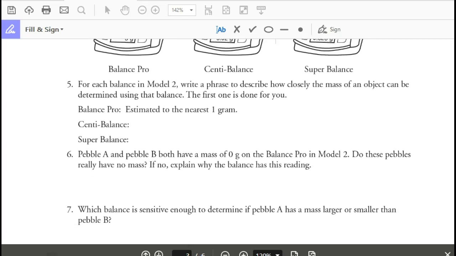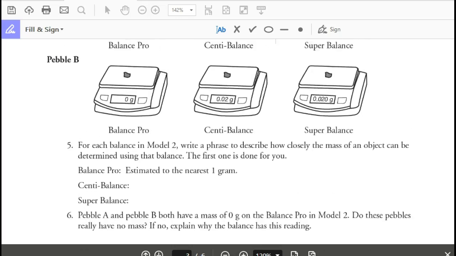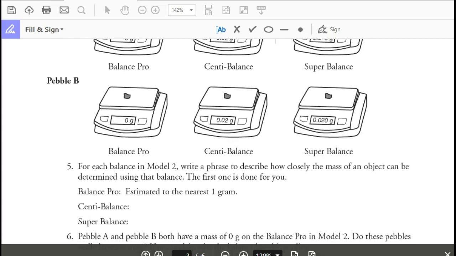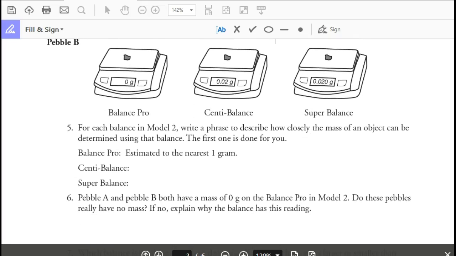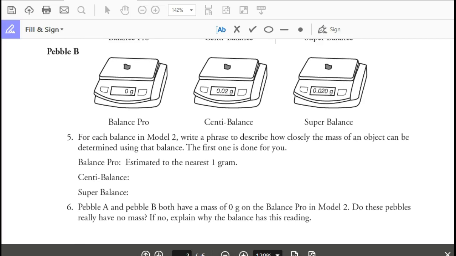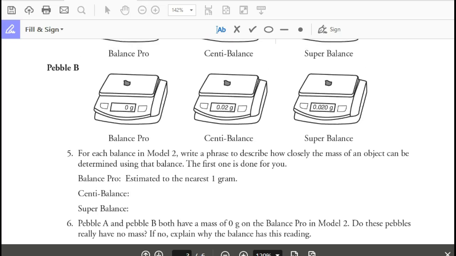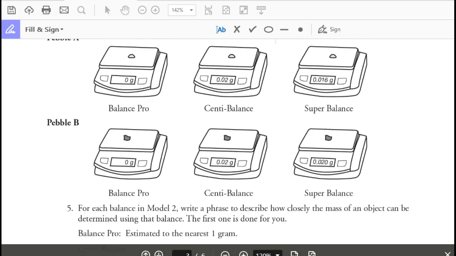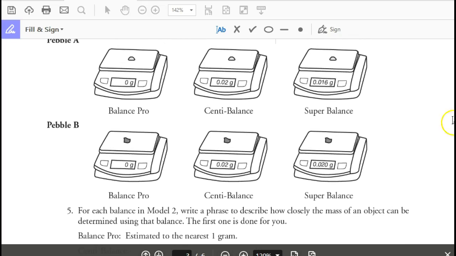For number 6, Pebble A and Pebble B both have a mass of 0 on the balance pro in model 2. Do these pebbles really have no mass? If no, explain why the balance is reading 0. It seems like their mass is probably less than 1 gram, but the balance is not sensitive enough to give a reading. It has to be more than 0.0, but it's just not as precise as the super balance, so it wouldn't be able to give you an appropriate reading.